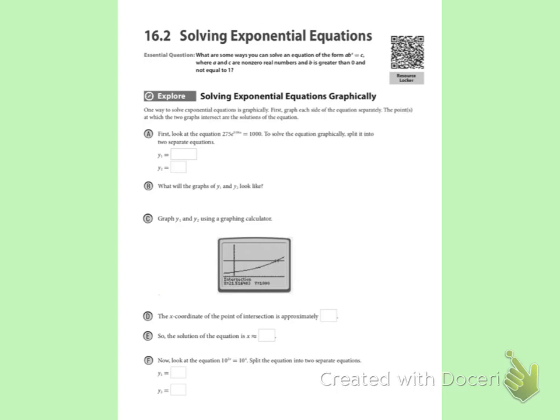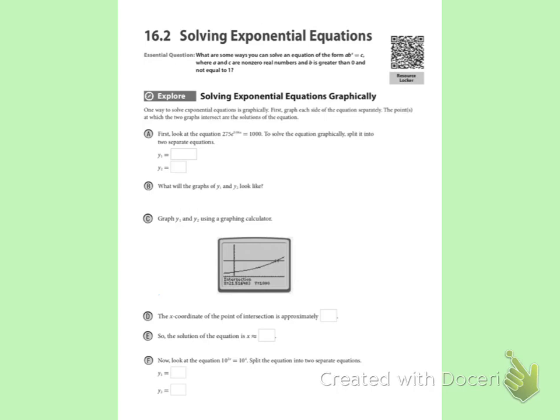So we kind of did a little bit of this in the prior lesson. We reflected back on when we solved exponential equations graphically in the prior module. And one way that we solved them was to first graph each side of the equation separately, as you can see here. And then we looked for the points where the two graphs intersected. And that gave us the solution.